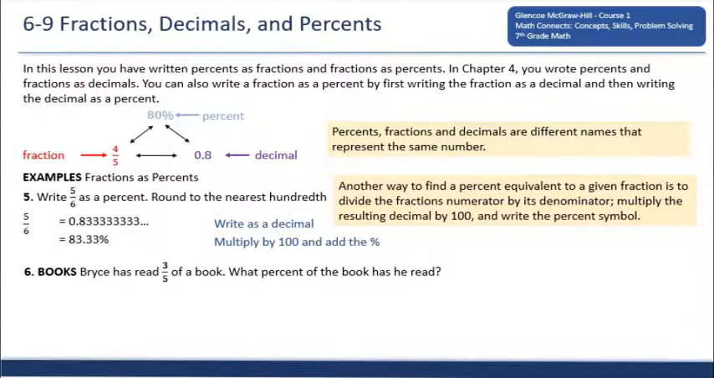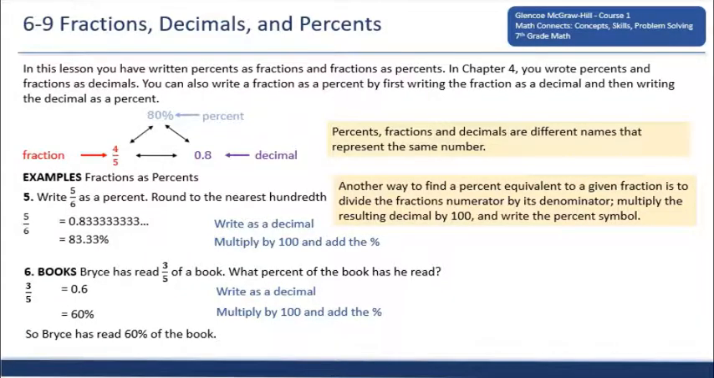Number 6, books. Bryce has read 3/5 of a book. What percent of the book has he read? So if you remember at the beginning of the lesson, 3/5 was one of the common fractions that we converted to a percent and a decimal. 3/5 as a decimal equals 0.6. Multiply by 100 and add the percent. So it equals 60%. So Bryce has read 60% of the book.